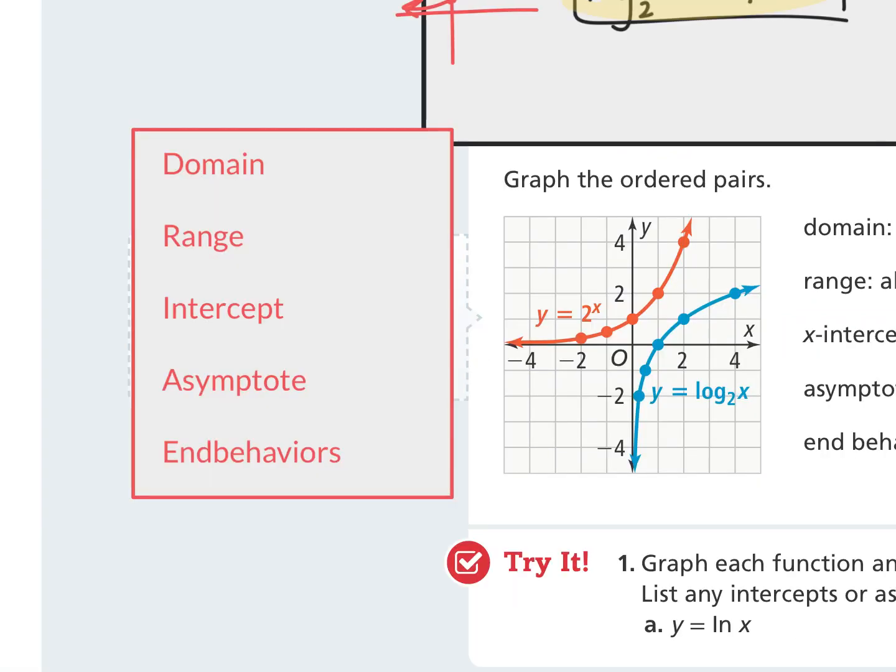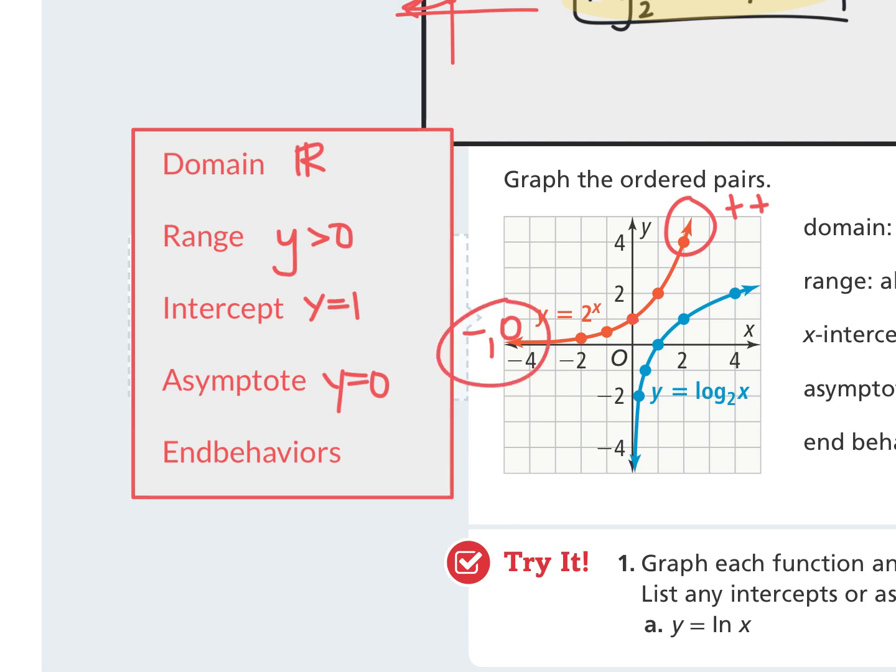And so if we take a minute to name all of these features, this in red is the exponential function. If we go ahead and name all of these features, domain we know is going to be all real numbers. Range is y is greater than 0. I notice that I have an intercept at y equals 1. That's my y-intercept. I have an asymptote at y equals 0. And my end behaviors, remember I have two end behaviors. So one of them is going to be positive, positive, and the other one is going to be as x goes to negative infinity, y goes to 0.